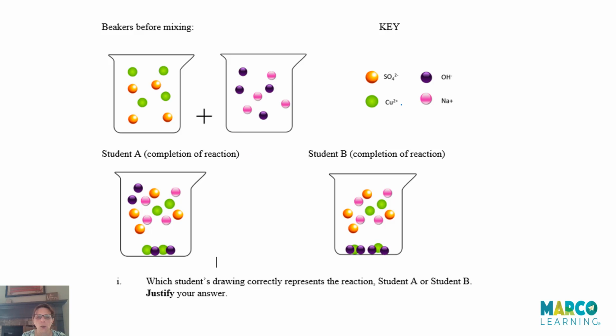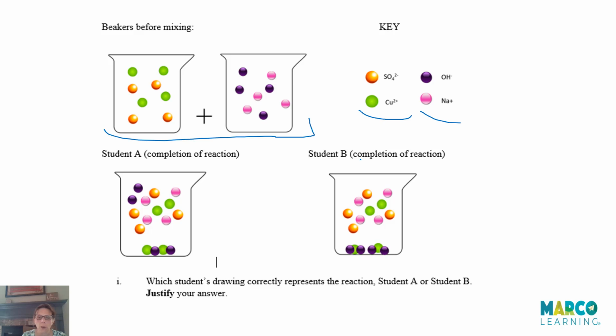We want to make sure that we have the right number of ions accounted for. So if I look over here and I see that the green is copper and the gold is sulfate, and I've got pink sodium and purple hydroxide. So I'm combining those 2 beakers into one. So I can see that I have 1, 2, 3, 4 of everything. So both students have still 4 of each type of ion there. So that part's correct. Now let's see.